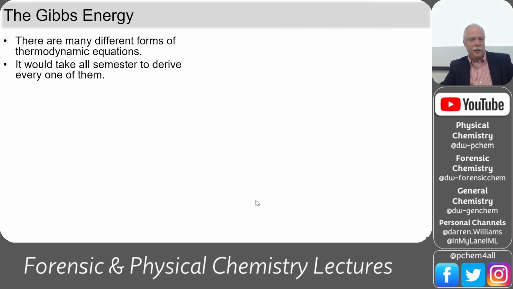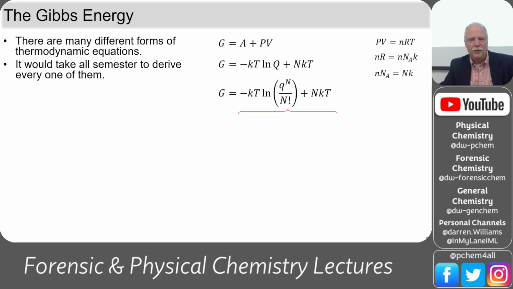Now let's look at the Gibbs energy. As we look at some of the different equations for Gibbs energy, we can see that it's the Helmholtz energy plus PV. This PV can be transferred to nRT. We could break that R into Avogadro's number times Boltzmann's constant. And then we can move that Boltzmann's constant over to the other side and end up with NK. So that PV has become NkT.